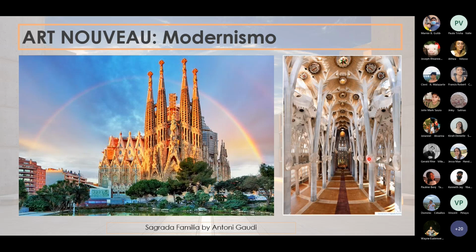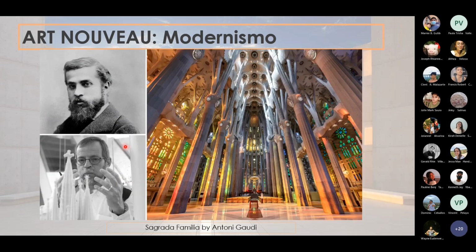Every part of that is being drawn by Gaudi. Like the radius, the dimension, it's already drawn. So Antoni Gaudi is amazing. So this one is Antoni Gaudi, and this one is the main architect that studied the works of Gaudi and implemented it in actual construction.